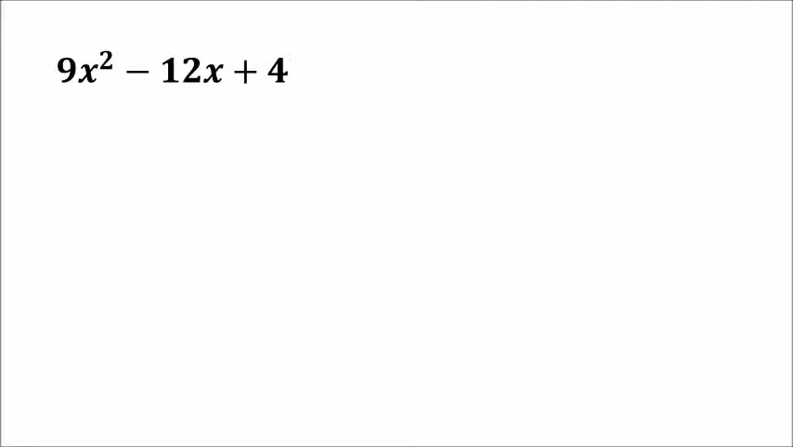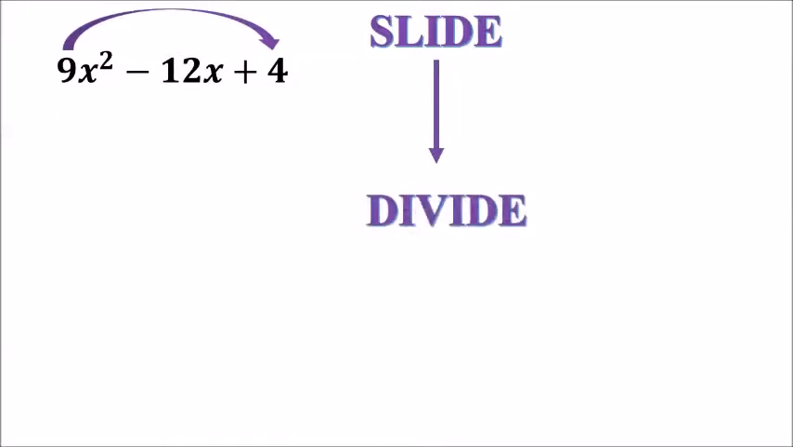Once again, I have a number in front of x squared. And since I can't factor that 9 out of each piece, we are going to use our slide and divide. We're going to slide that 9 to the back so the x squared comes down, the -12x comes down, and plus 9 times 4 is 36. So our new equation is x squared minus 12x plus 36.